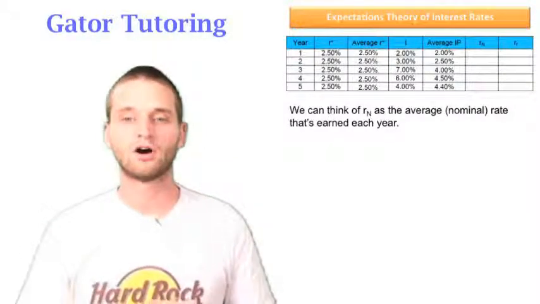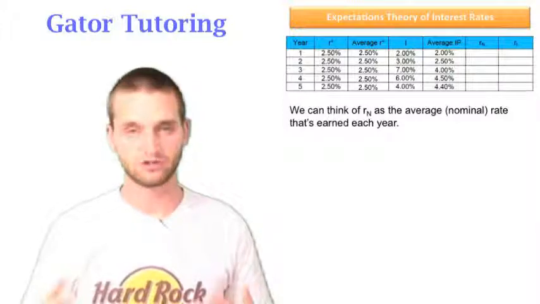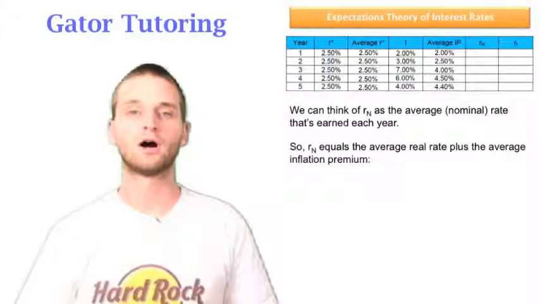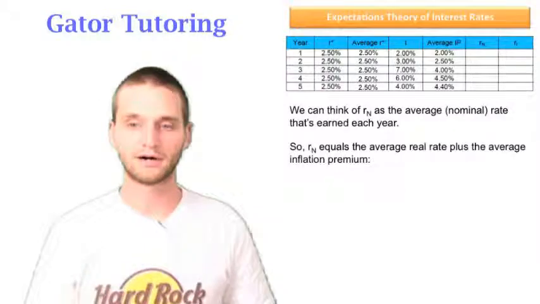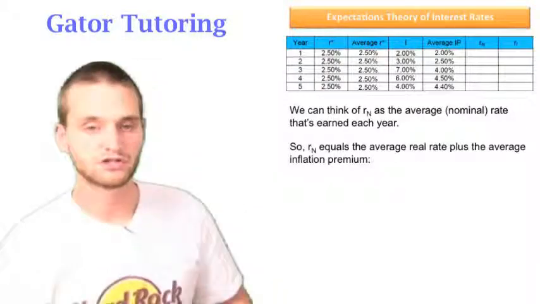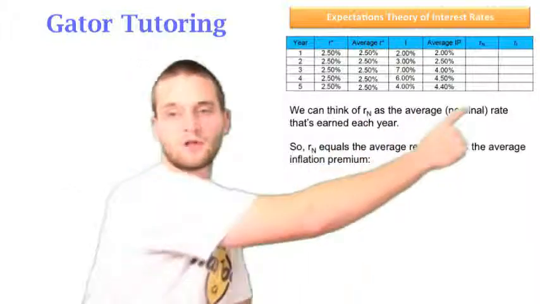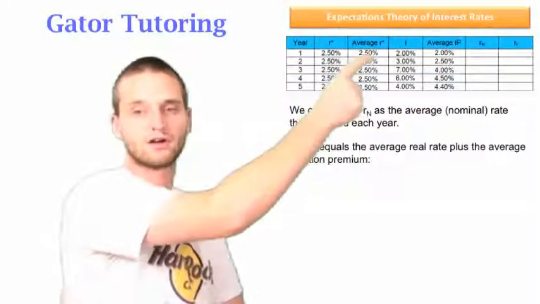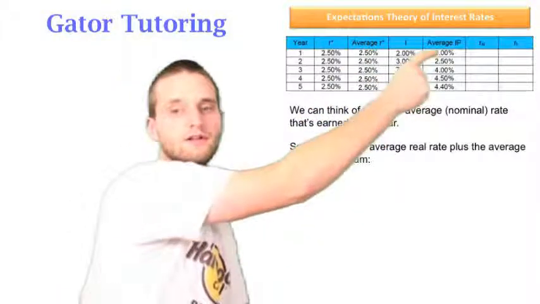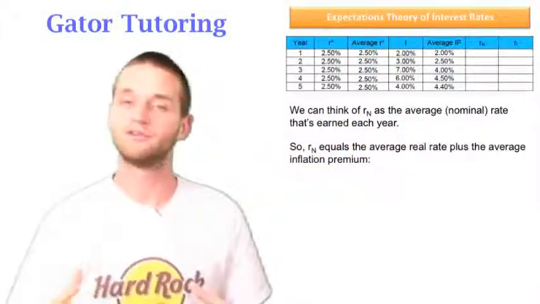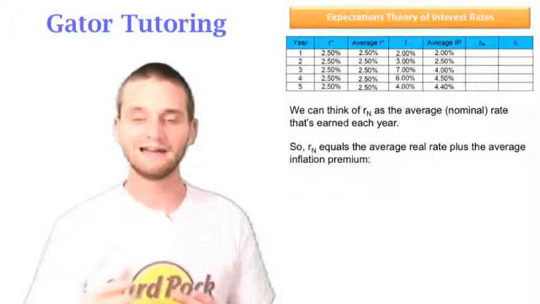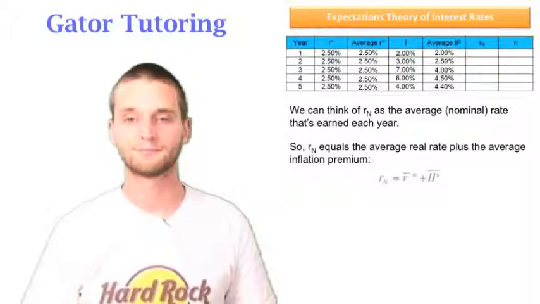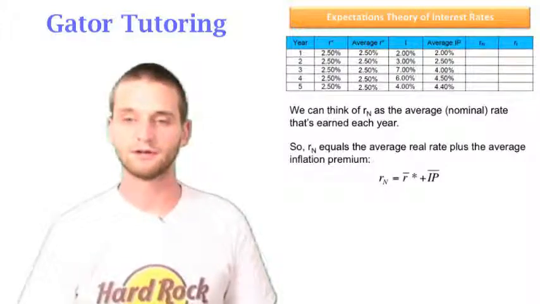Well, we can think of R sub n as the average nominal rate that's earned each year. So R sub n equals the average real rate plus the average inflation premium. So basically, this column right here is going to be equal to the average real rate, this column right here, plus the average inflation premium, that right there. And that's all we're going to do. We're going to move down the table and add each of those two components to give us the long rates in each year. So here's the formula.